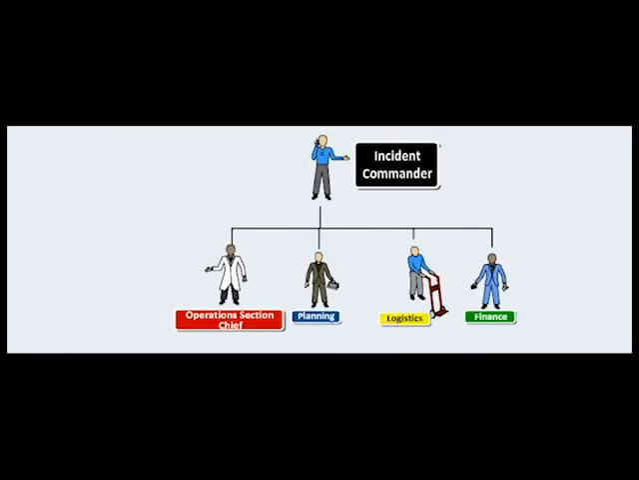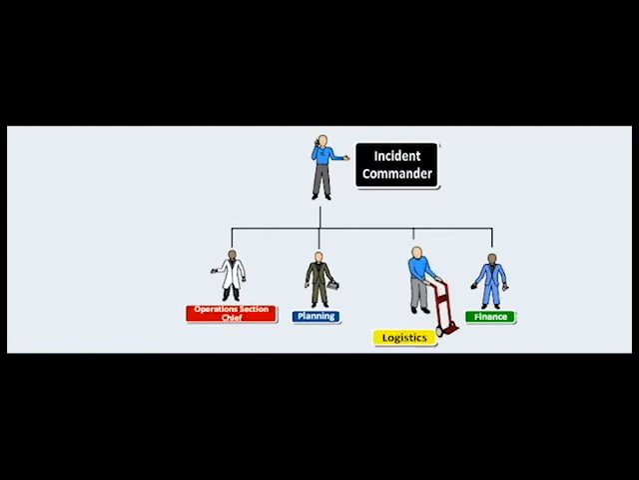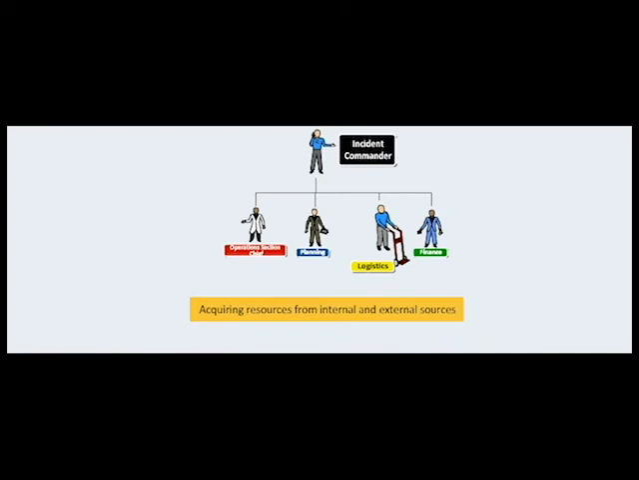As we have seen, the Operations Section is responsible for carrying out the major work during an incident. In order to do this, they require considerable support. The primary source of support is the Logistics Section, which is responsible for acquiring resources from internal and external sources. These resources are requested from various sections of the ICS using established procedures and chain of command.